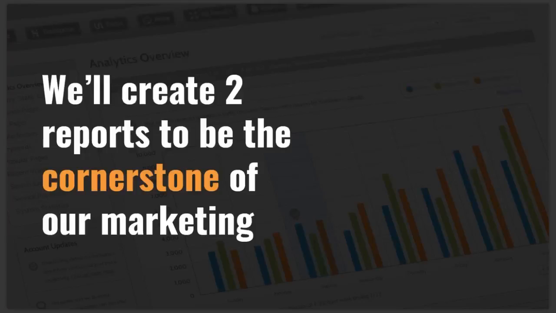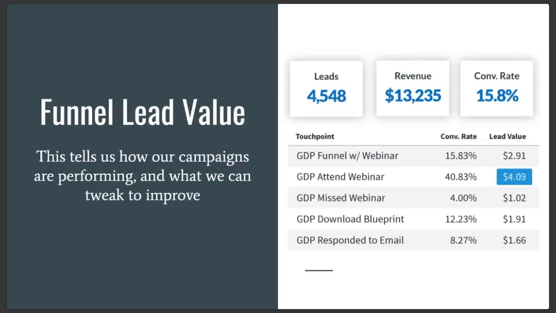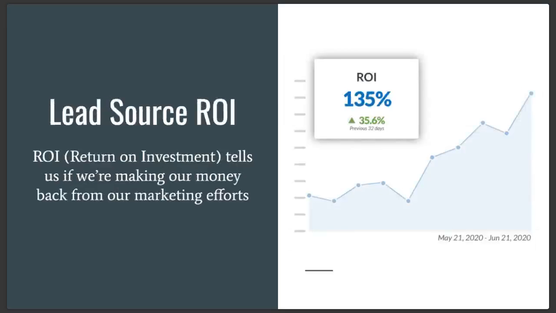All right. So what we're going to do here is create two reports to be the cornerstone of our marketing. The first one we're going to create is this funnel lead value. This is going to tell us how our campaigns are performing and what we can tweak to improve it. The second one is this lead source ROI. ROI, return on investment, tells us if we're making our money back from our marketing effort. So this is essentially what we were talking about earlier. We have an acquisition cost, an amount of money that we are spending in order to get a lead, and we want to know, are we making more money than we're spending?